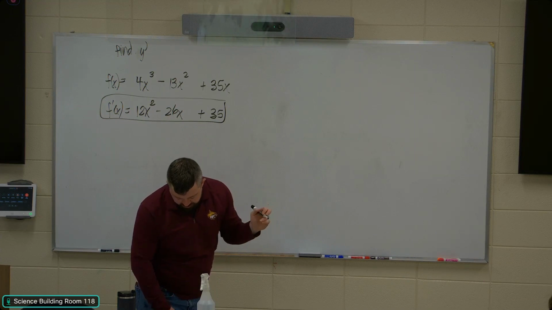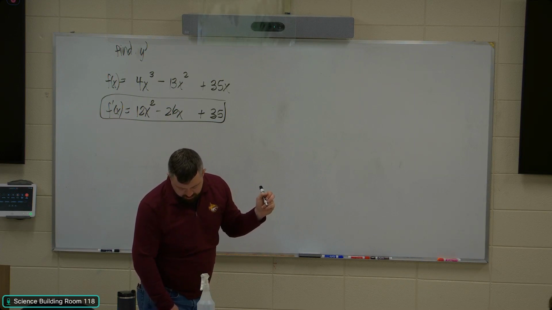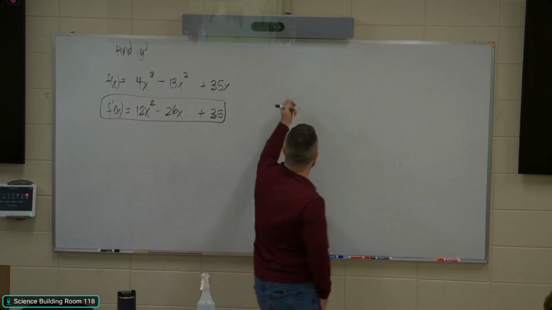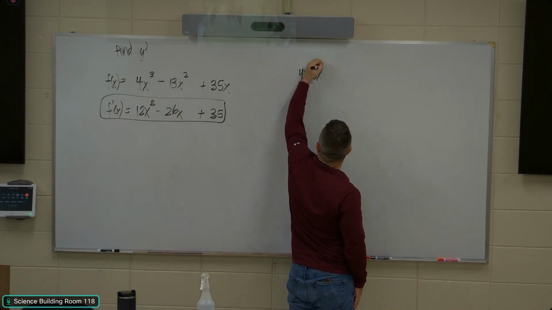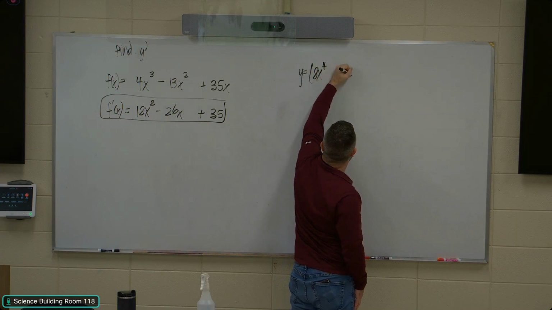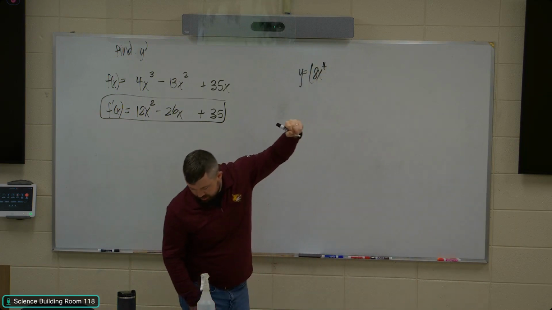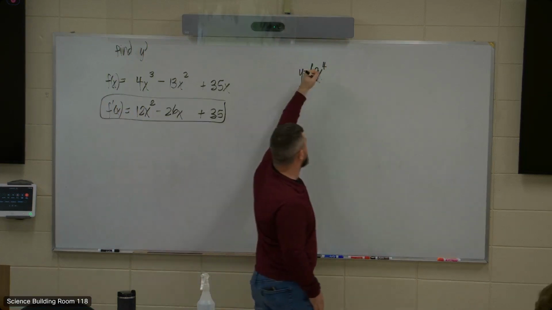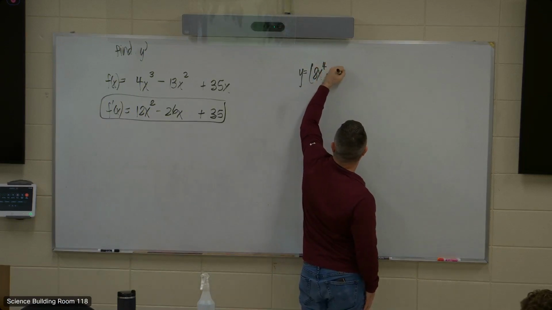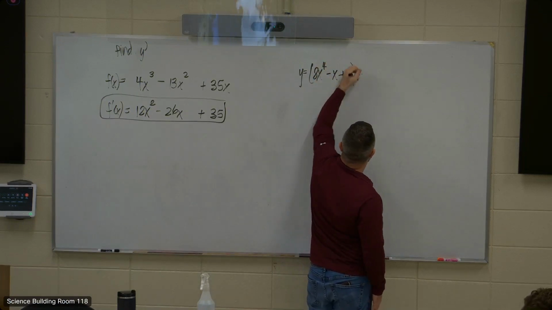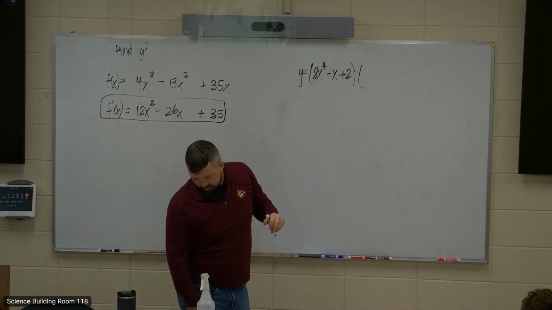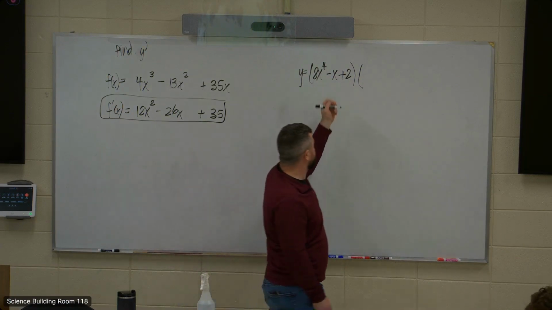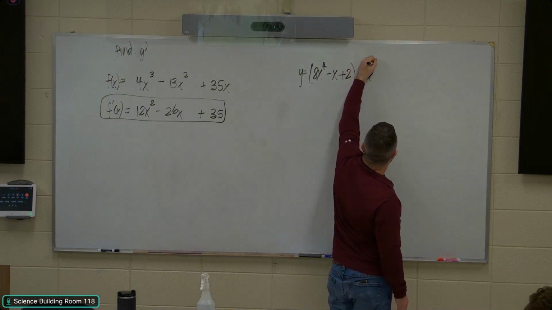Let's do this. y equals 8x to the 4th minus x plus 2, times negative x to the 5th plus 9.